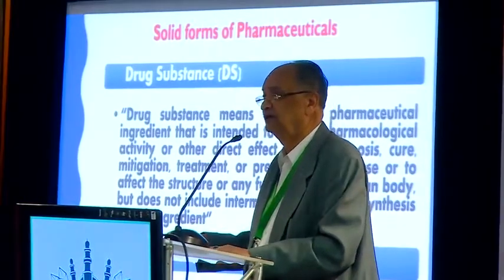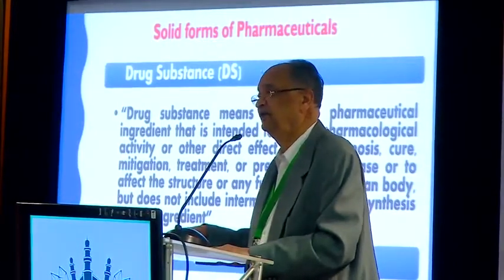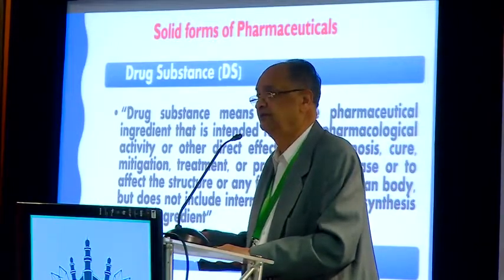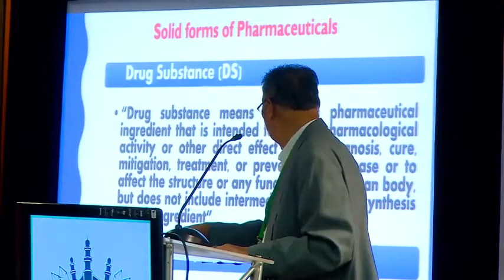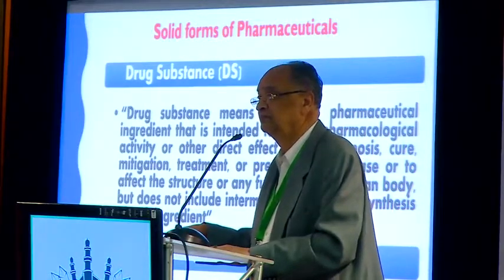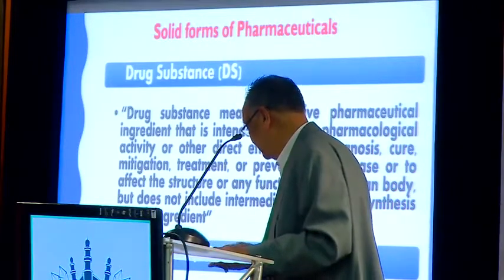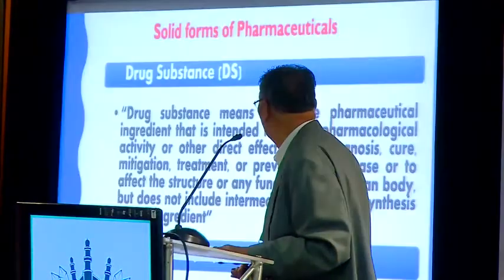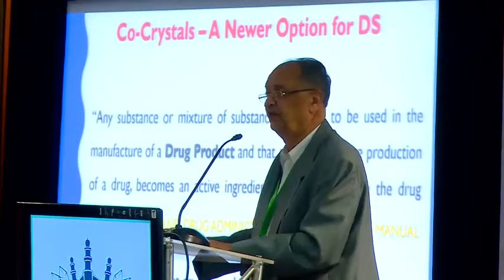Whereas a drug product is defined as a finished dosage form containing a drug substance, containing API, with or without excipients. Got it? Okay.